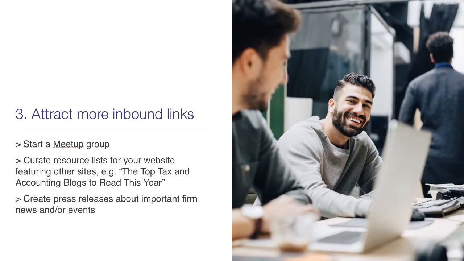Ways to attract more inbound links. Start a meetup group. We have written a blog article about this specifically, so check out our AccountingWorks Pro blog. It's a great way to, first of all, network, but more importantly, it's another way to get an inbound link. If you sponsor a meetup group, you can have an inbound link to your website.